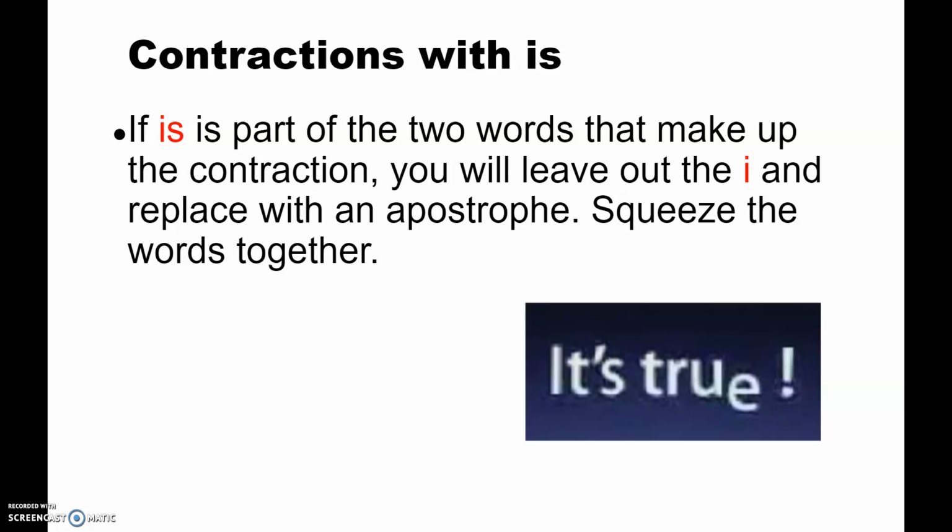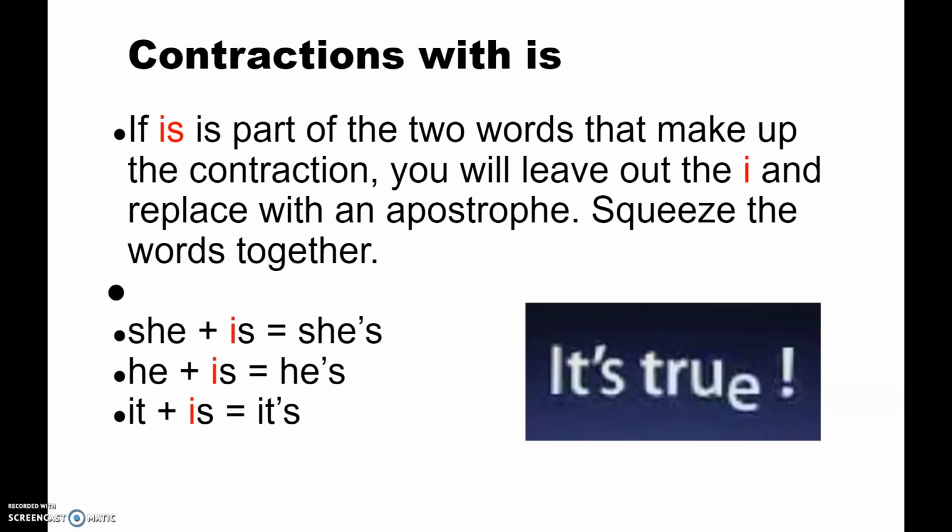Contractions with is. If is part of the two words that make up the contraction, you will leave out the I and replace it with an apostrophe. She's, he's, it's, that's. The one to be careful with in this list is it's, because as you'll see later, it's can be a contraction for something else, not just it is.